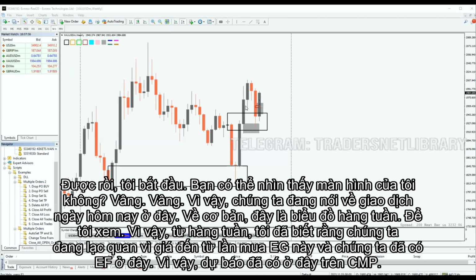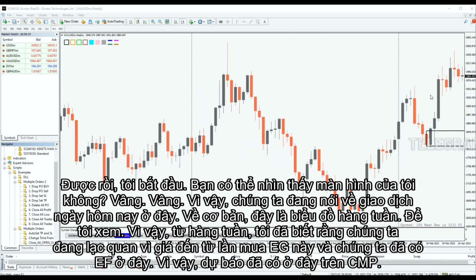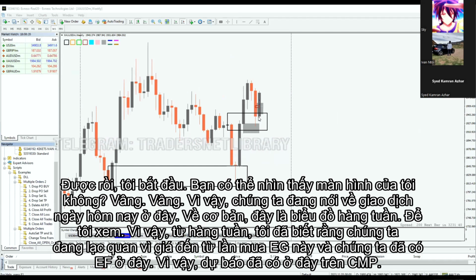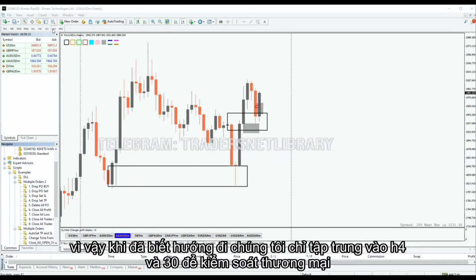So we were talking about today's trade here. Basically, this is the weekly chart. From the weekly, I already know that we are bullish because price is from this EG buy, and we had EF here. So the focus was on CMP. Once we know the direction, we only focus on H4 and FAT for trade control.